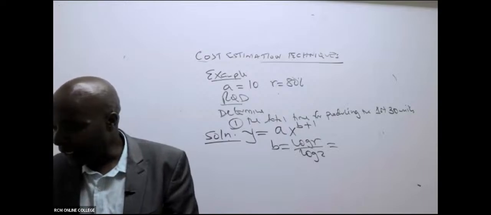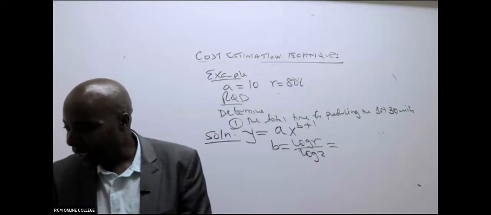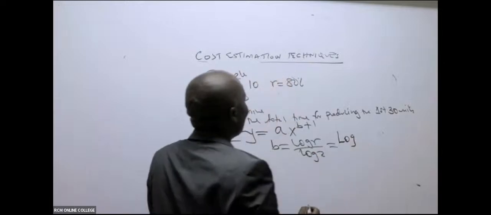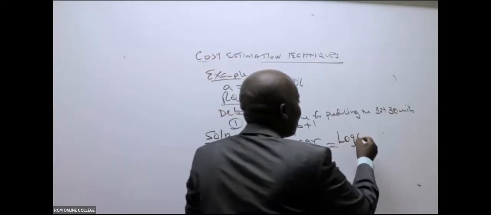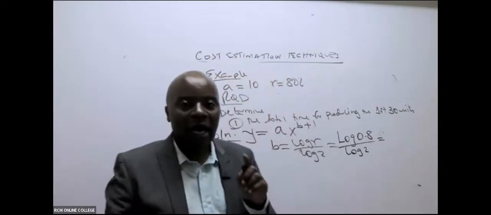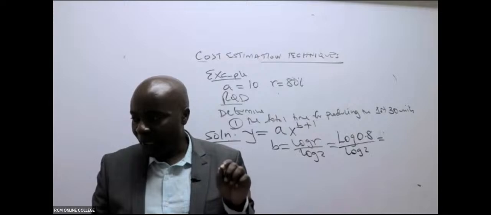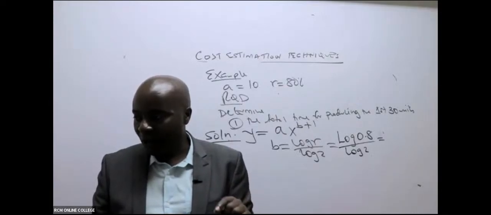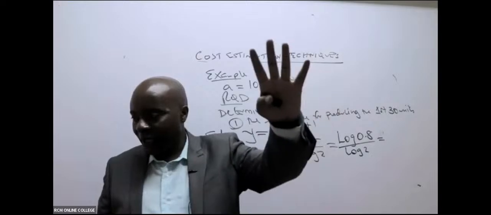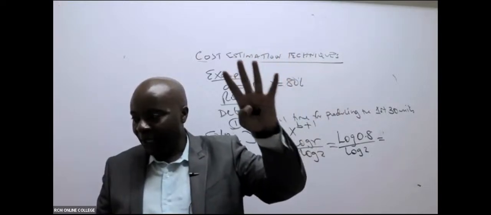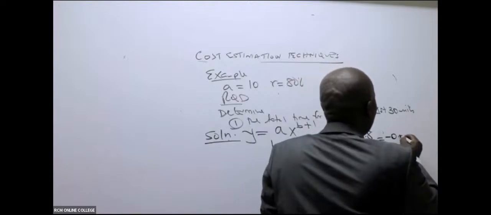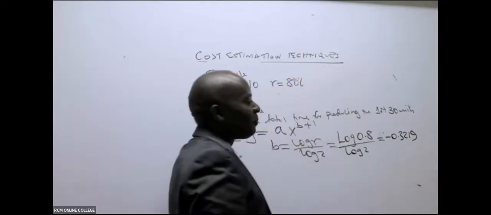All right. In this case we have log R over log 2. What is our R? Our learning rate is 80%. So this becomes log 0.8 over log 2. Please look at your calculator. You press log 0.8. You can't use the log table here. So you say log 0.8 divided by log 2, to 4 decimal places, remember. That gives negative 0.3219.